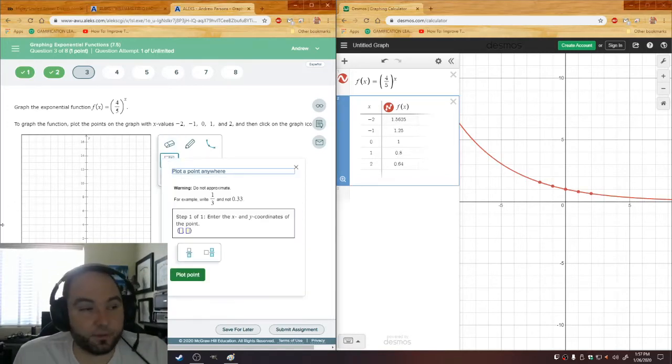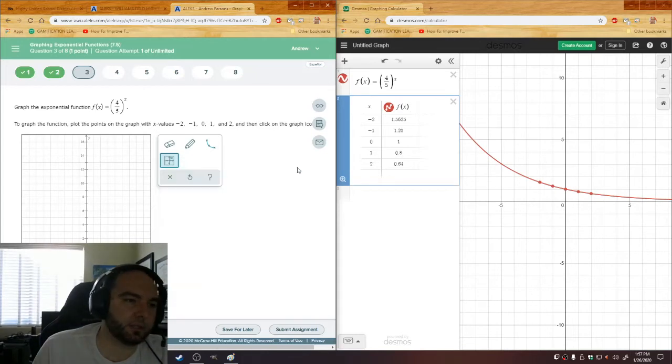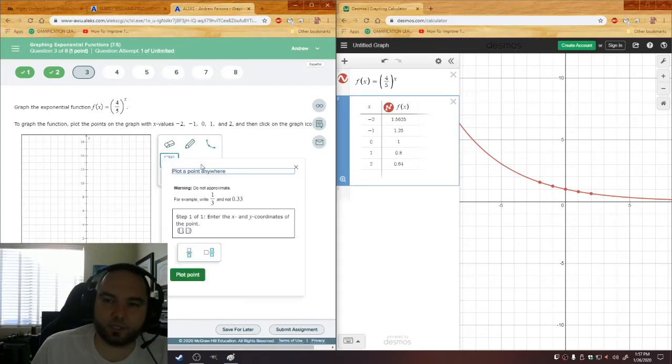The problem is, though, you can't just go on the graph and click -2, 1.5625, right? So you have to go on this little button here. Oop, let me click that button again so you can see what I did. Click this. This is a specific point plotting button. -2, 1.5625. Plot point. -1, see, it lets you keep on going. 1.25, plot point. 0, 1.